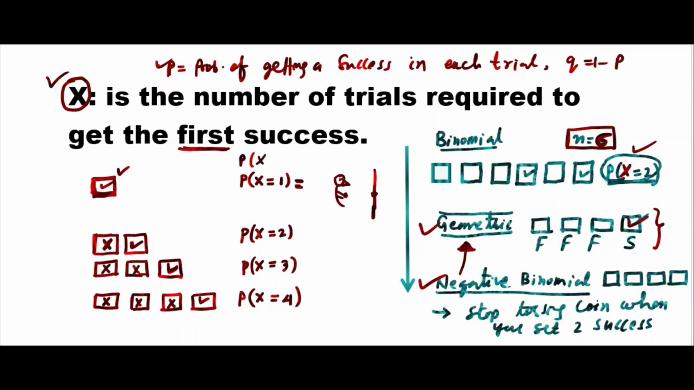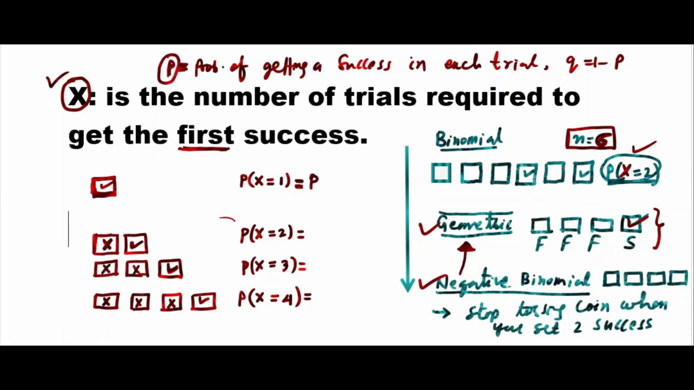You can never get a success here in 0 trials. To get a success, you should have 1 trial at least, because you are after 1 success, okay. In 0 you can never achieve it. Here, probability that X is equal to 1 is equal to P. If P is 1, then Q is 0, that is a possibility.